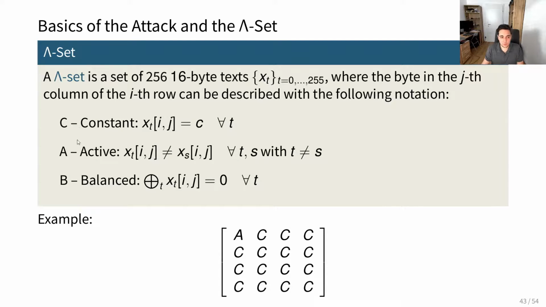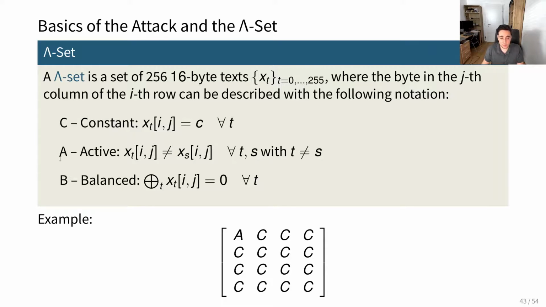Or we can describe it by A, which means active. This means that all the values in all the 256 plaintexts are pairwise distinct, so basically each of the possible 256 values occurs in this byte. For example, we have 1, 2, 3, 4, 5 in this byte up to 255. This would be active. Of course it doesn't need to be in that order, it can also be mixed, but each value occurs.